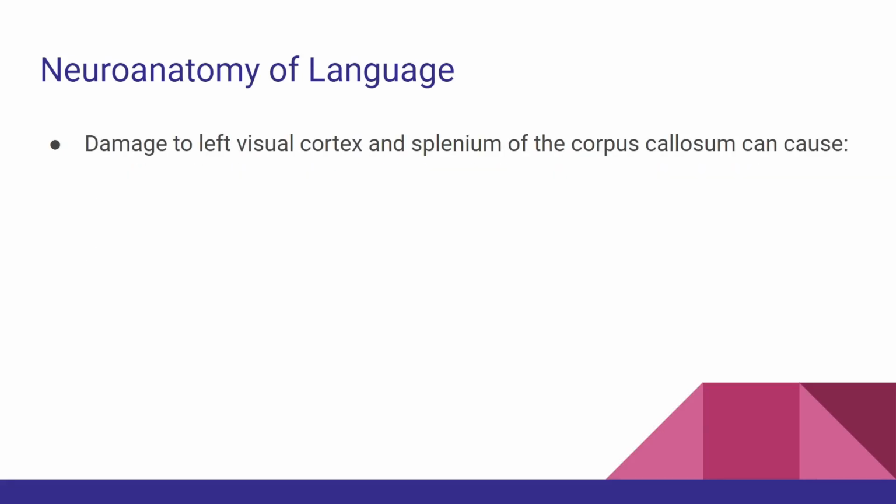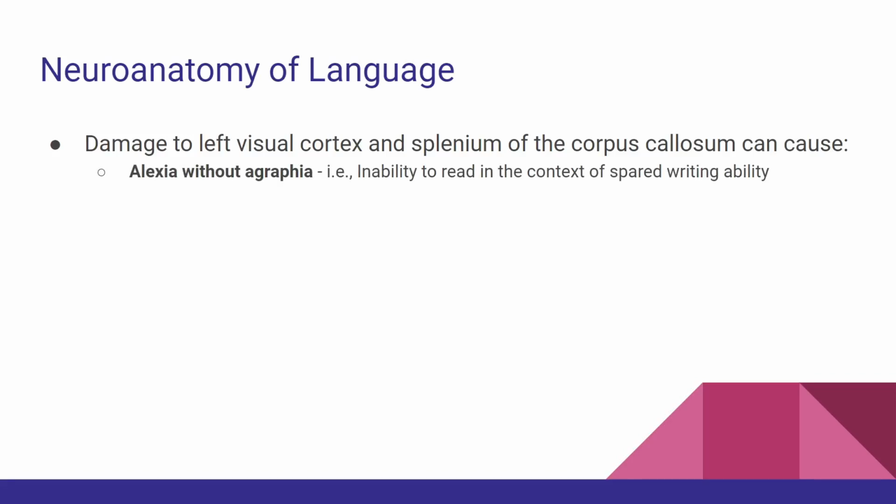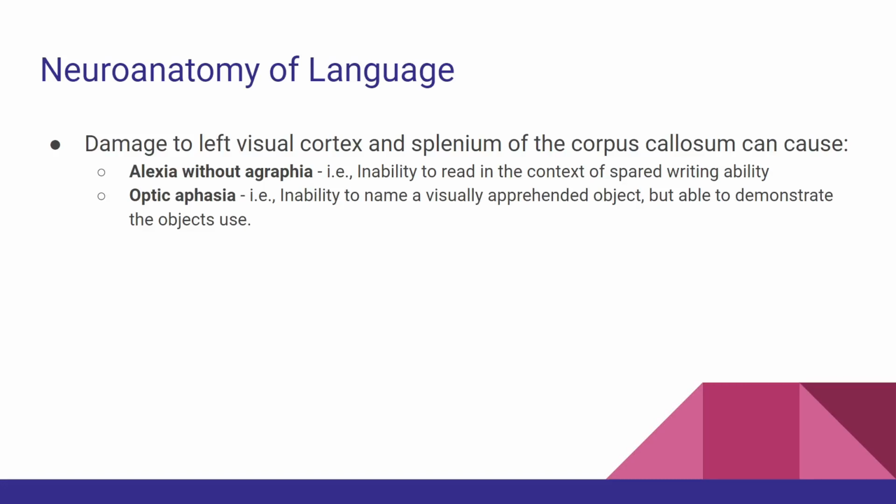Additionally, language deficits can be caused by damage to parts of the corpus callosum, as well as the visual cortex, and that can result in things like alexia without agraphia, which is the inability to read with spared ability to write, optic aphasia, which is the inability to name objects visually, but you can still use the objects effectively, and inability to name colors, called color agnosia.